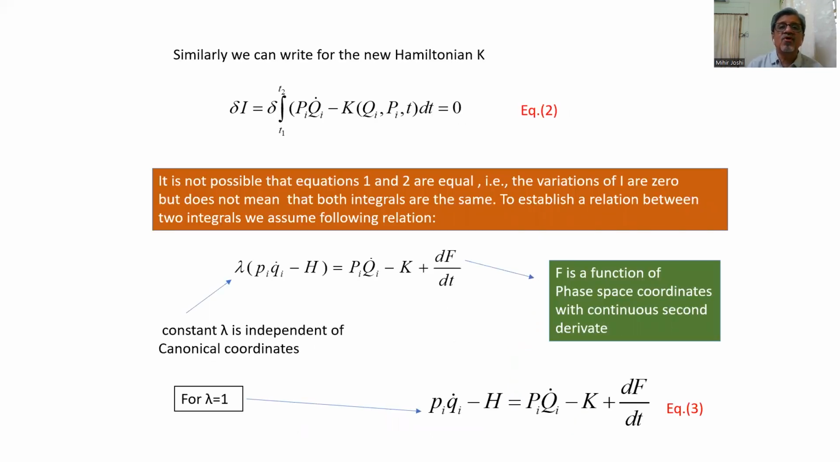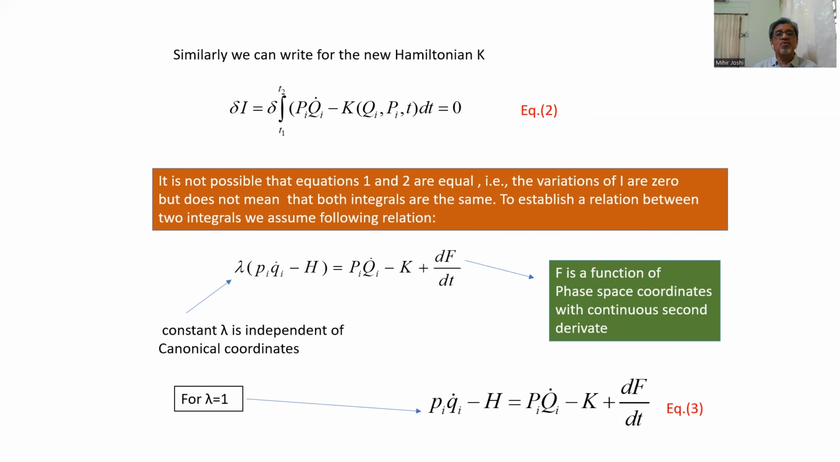Similarly, we can write for a new Hamiltonian. Again, δI is equal to δ from t1 to t2. Now we have to write the capital letters. So P_i Q̇_i minus K(Q_i, P_i, t) dt equal to 0. That is equation number 2. So now we have two different equations: equation number 1 for the old system, equation number 2 for the new system.